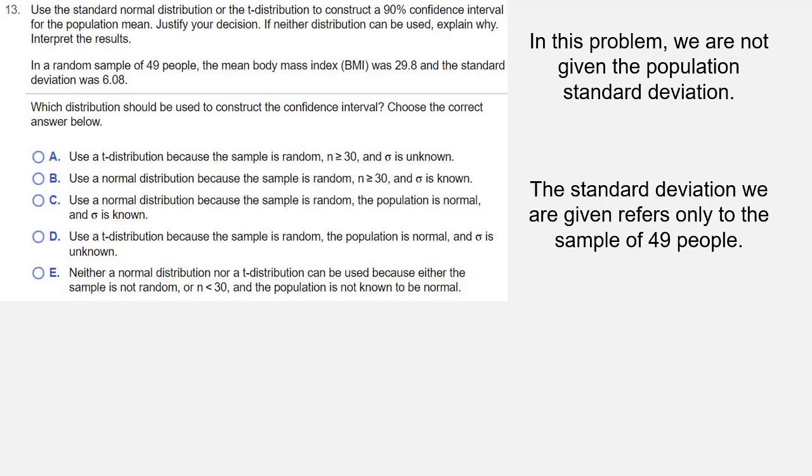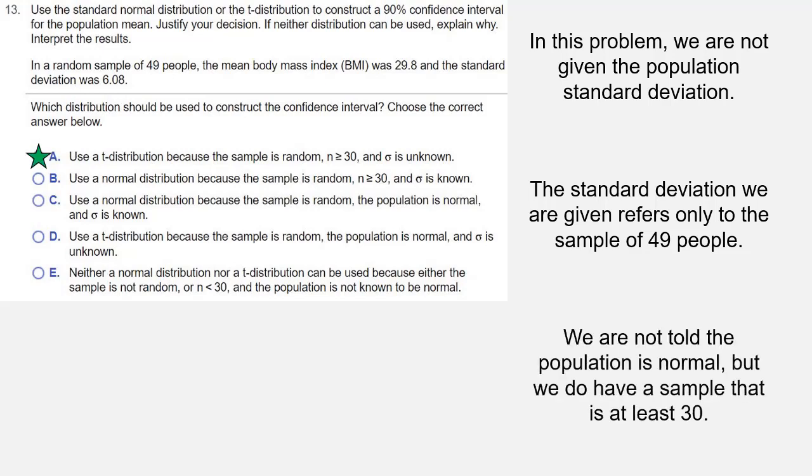D says use a t-distribution because the sample is random, the population is normal, and sigma is unknown. Well, we're not told that the population is normal, but we are told that the sample size is greater than or equal to 30. So we're going with choice A here. Use a t-distribution because the sample is random, n is greater than or equal to 30, and sigma is unknown.